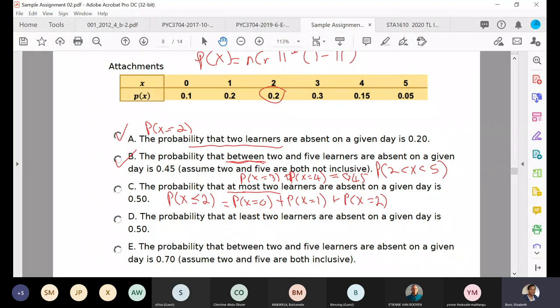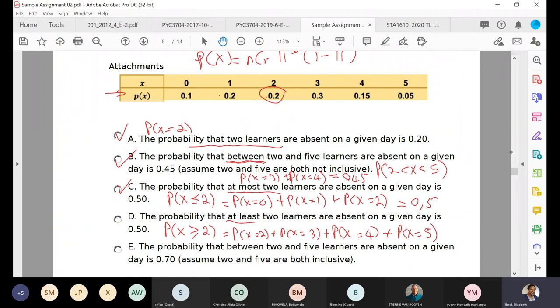That is at most, or less than or equal. So you need to add all these probabilities. What do you get? 0.5, which means that is correct. The probability that at least 2 learners, that will be the probability of X is greater than or equal to 2. You say the probability of X equals 2 plus the probability that X equals 3 plus the probability of X equals 4 plus the probability that X equals 5. That is one way of doing it.